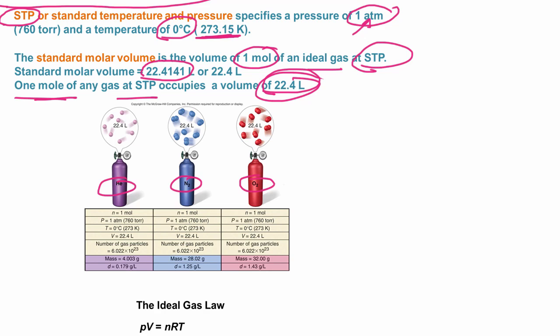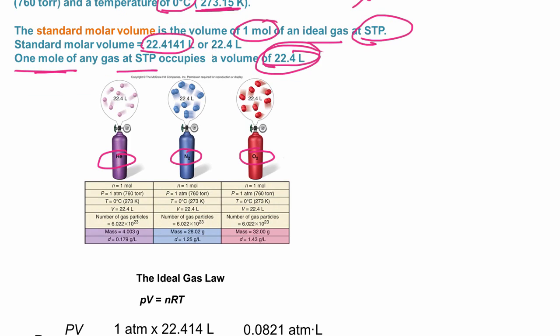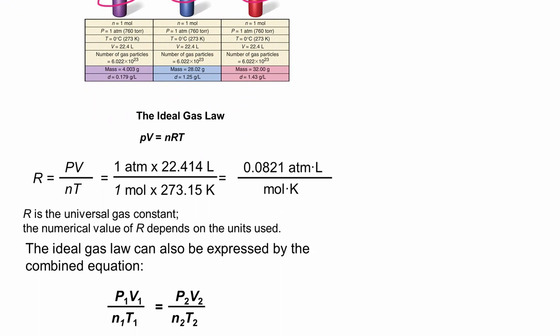Okay? You need to know that. Make sure you know this relationship. So it's standard temperature and pressure, 1 mole of any gas occupies a volume of 22.4 liters.